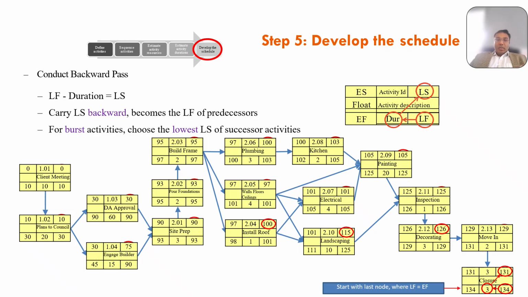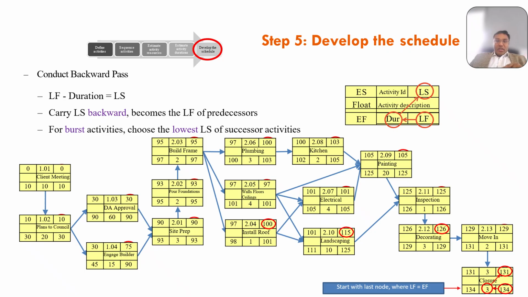So let's look at the burst activities. One activity leading to several others is what a burst activity is. So let's choose the lowest late start among the successors to set the late finish for each predecessor. This ensures we meet the most urgent branch of work. And the next step is to interpret the box.